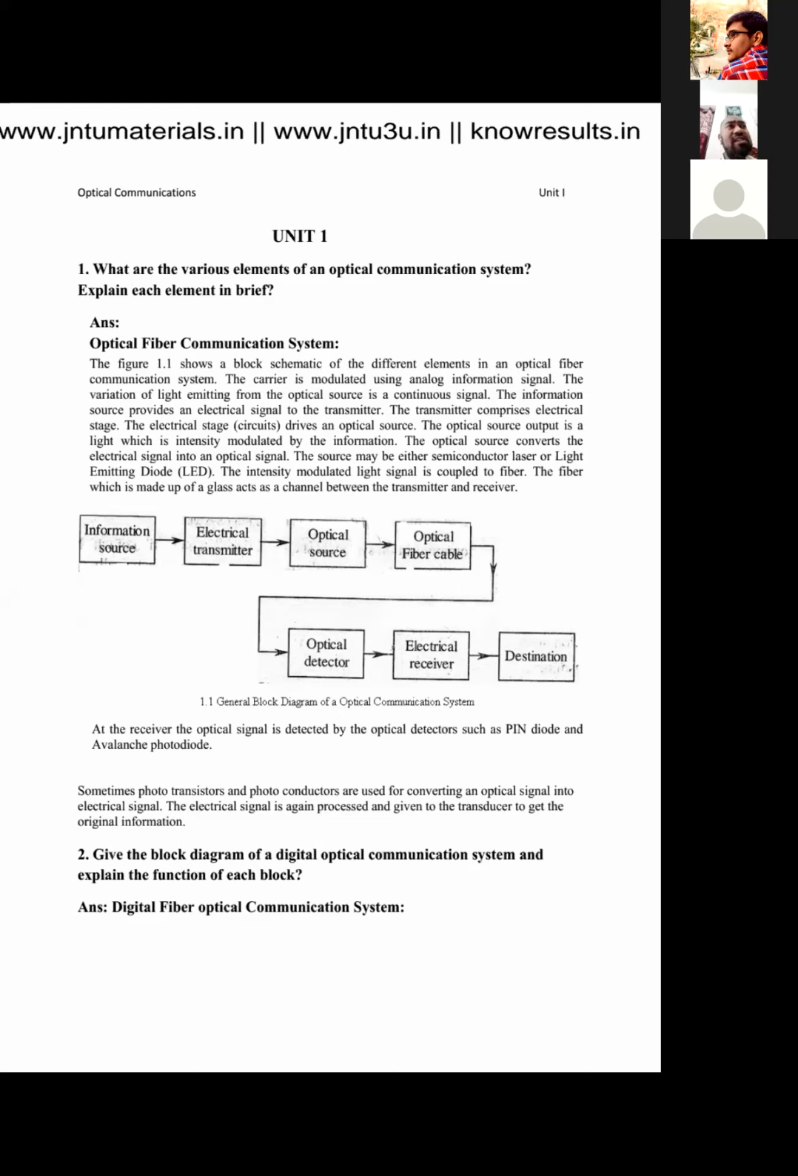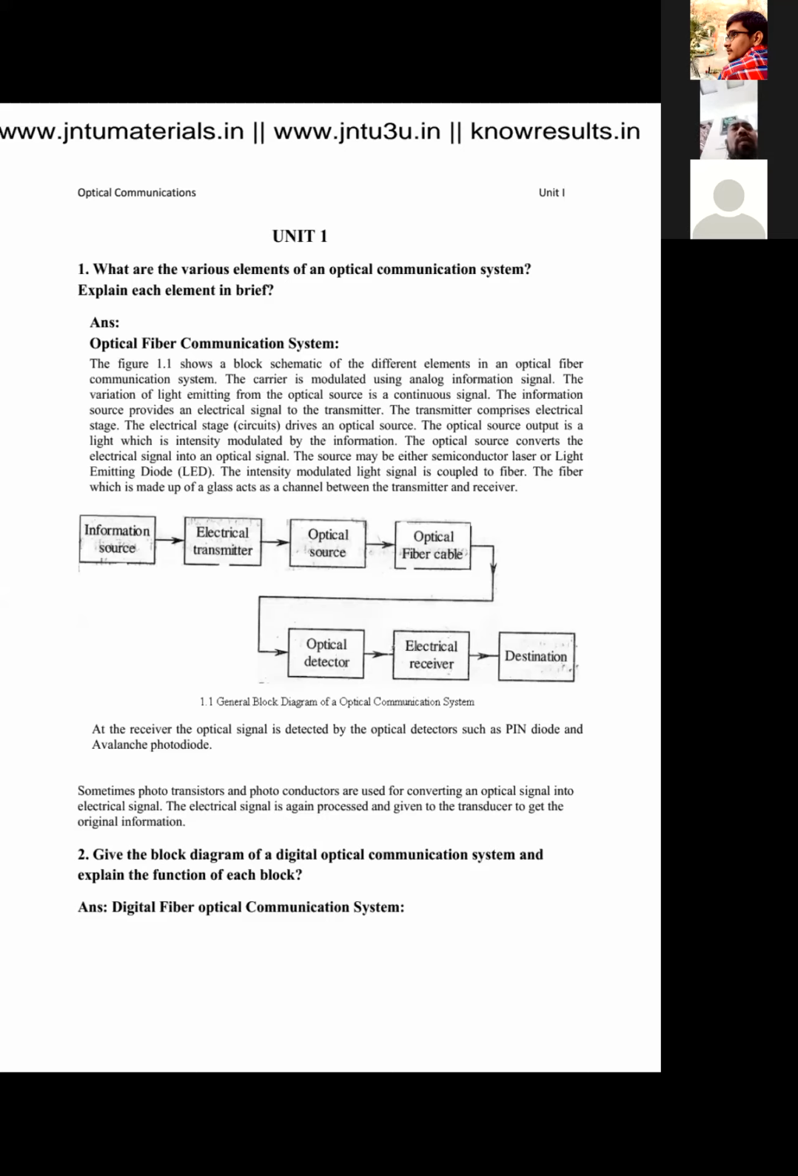Now modulation has been done at the transmitter. Now the signal is coming towards the receiver. What is the process that has to occur at the receiver? That's nothing but demodulation or detection. Now your optical energy will be converted back into electrical energy. Now what are you using as a detector there? It might be a photodiode.